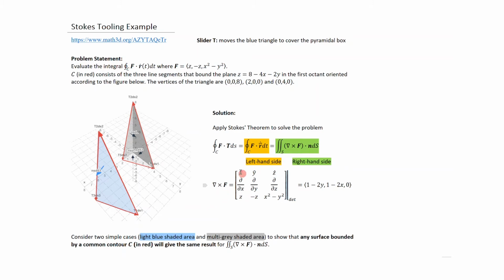So if we take the curl, we can put this in a determinant form as shown here. The first row is the unit vectors, the second row the partial derivatives, and the third row is the vector field. And we compute the determinant, and we end up with this being the curl of the vector field F shown here.